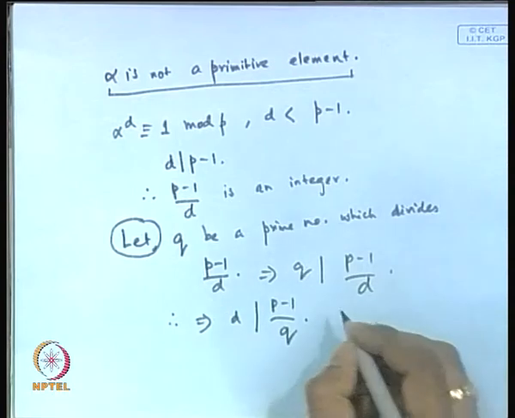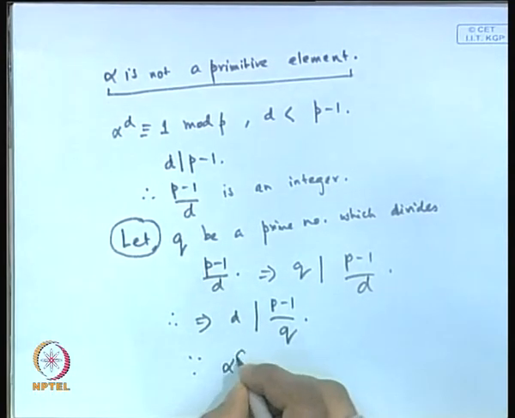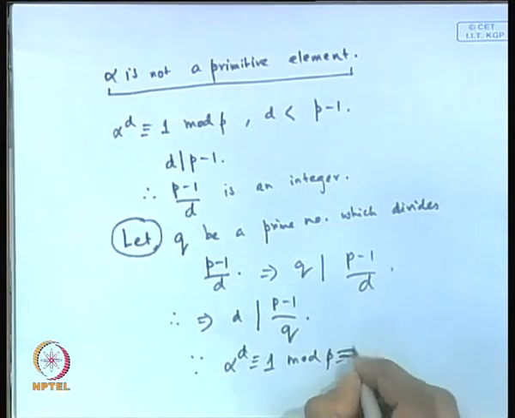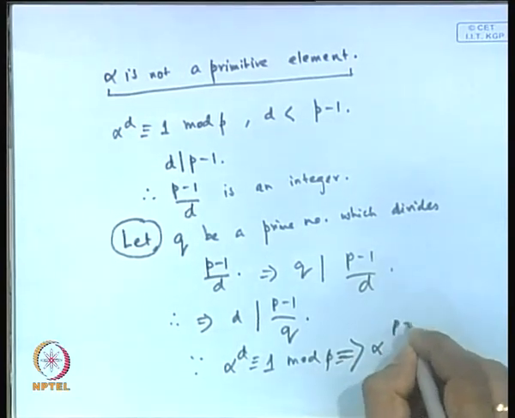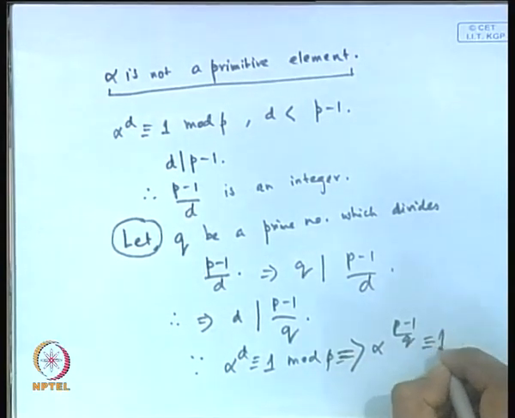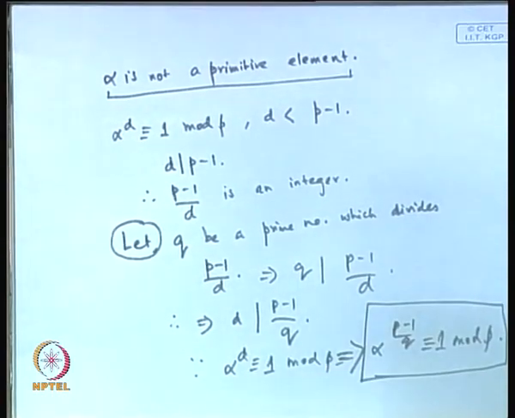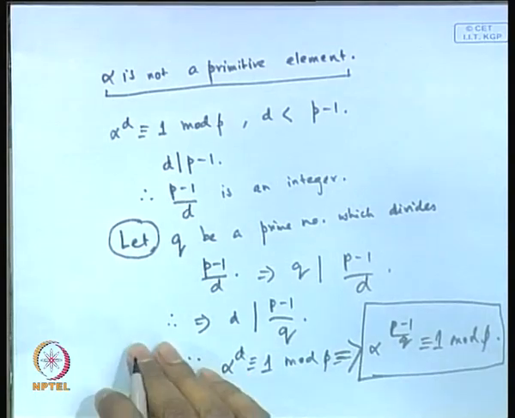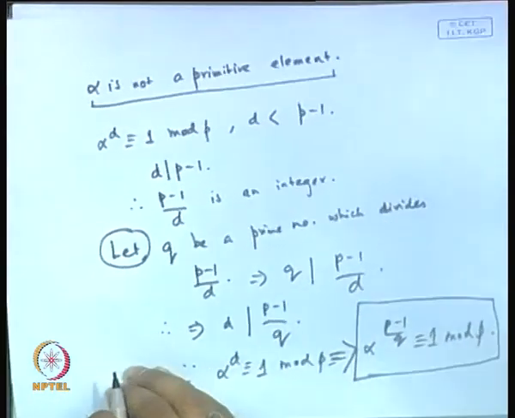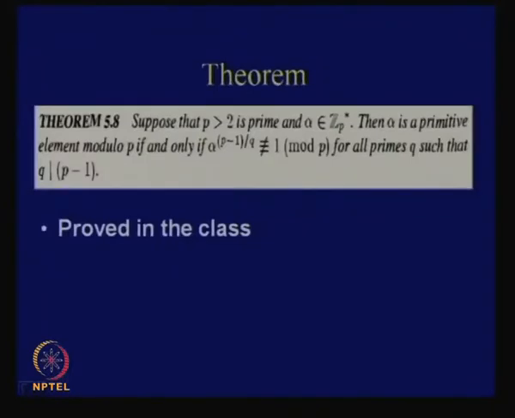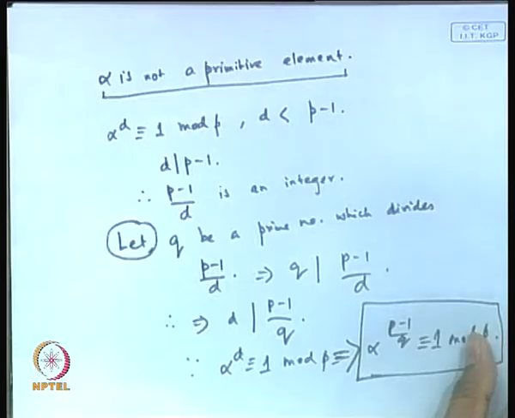Okay. So, now since alpha to the power of d is equal to 1 mod p, this implies that alpha to the power of p minus 1 by q is also equal to 1 mod p. Okay. So, therefore, this proves the result. Okay. Do you follow the proof?